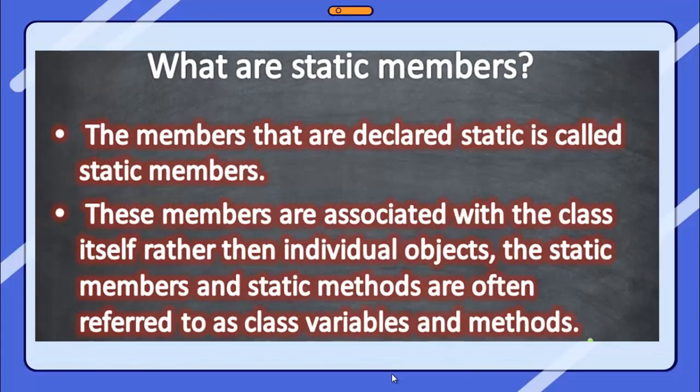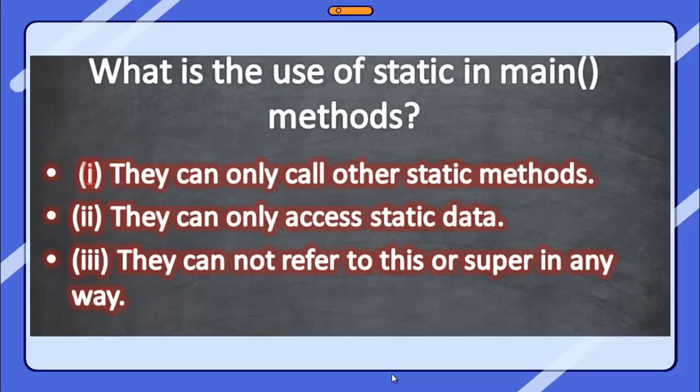What are static members? The members that are declared static are called static members. These members are associated with the class itself rather than individual objects. The static members and static methods are often referred to as class variables and class methods. Use of static in the main method: they can only call other static methods, they can only access static data, and they cannot refer to this or super in any way.